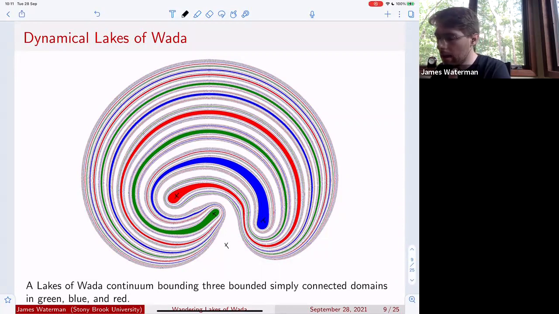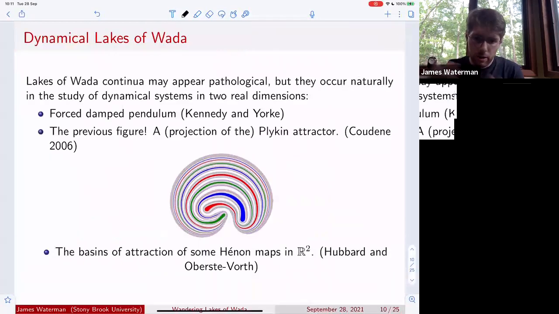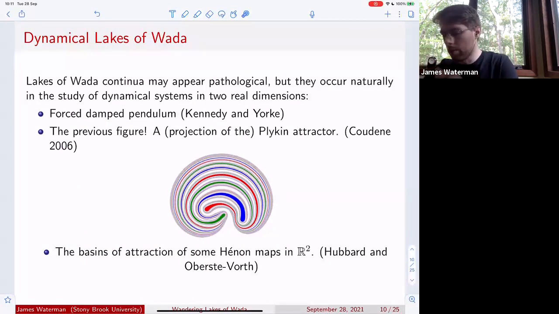And so these sets, especially at first glance, look rather pathological and messy, but they occur naturally in the study of dynamical systems in two real dimensions. For example, if one has the forced damped pendulum, so you think you have some pendulum and you run some current through in order to give it some force and also have some friction to dampen it, then if you look at the basins of attraction of this dynamical system, their boundaries have this property of being Lakes of Wada continua. Also, this is how we got the previous picture.